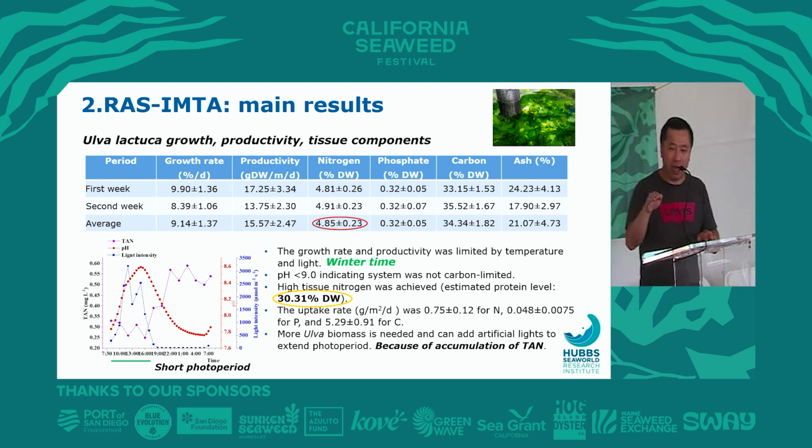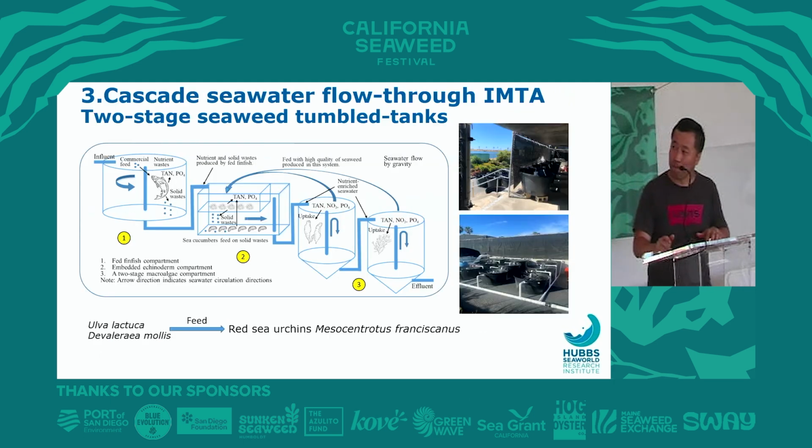So that means if we can load more awa, or we can extend the photoperiod, we can increase the photosynthesis to use more nutrients. And because we use 20 kilograms per cubic meter of the yellowtail, they produce a lot of nutrients. So we should add more awa biomass, or we can extend the photoperiod to increase the photosynthesis to use more nutrients. The third model is our cascade, the seawater flow system.